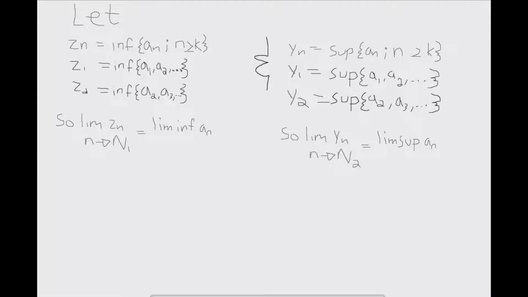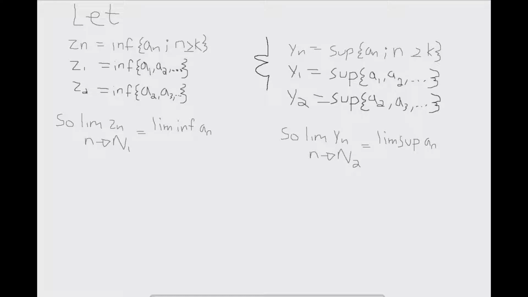Now to begin the proof, we're going to start by creating a sequence z_n, where z_n is equal to the infimum of a_n, where n is greater than or equal to k. To further expand this, I'll show that z_1 is equal to the infimum of the set a_1, a_2, and so on, and z_2 is equal to the infimum of a_2, a_3, and so on.